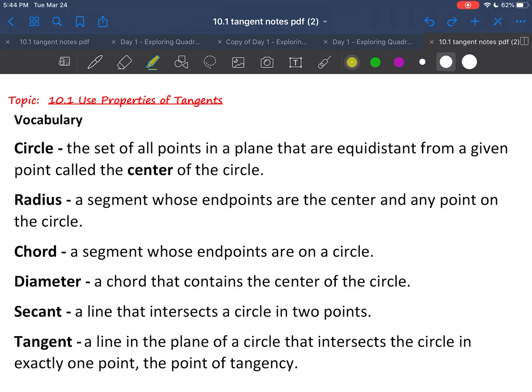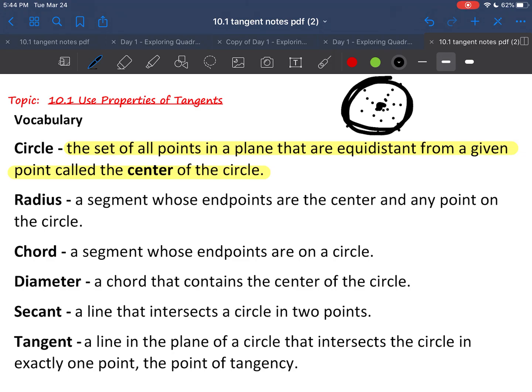So the very first definition is, what is a circle? A circle is the set of all points in a plane that are equidistant from a given point, which is the center. If you have a point in the middle, and you were able to draw an equal distance and connect them all, you would end up creating what's considered a circle. So every single point that lies on that black circle that I just drew is called the circle.